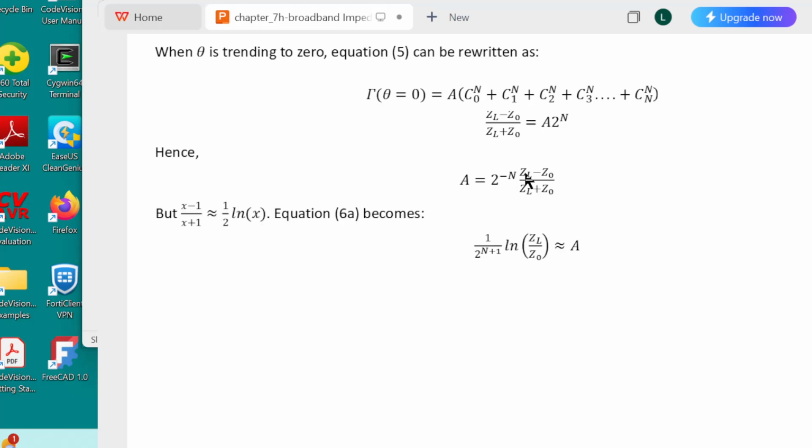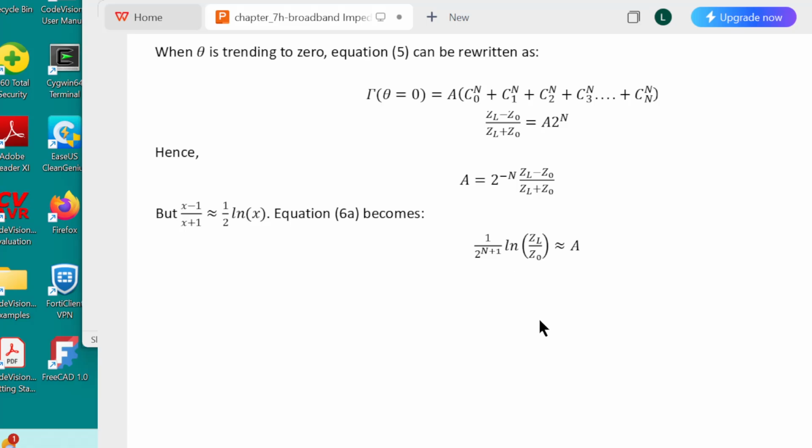And remember, (x minus 1) divided by (x plus 1) can be approximated as half ln x. So the formula here, (Z_L minus Z_0) divided by (Z_L plus Z_0), can be replaced with this formula. Because of this, you substitute here, then you will get this.